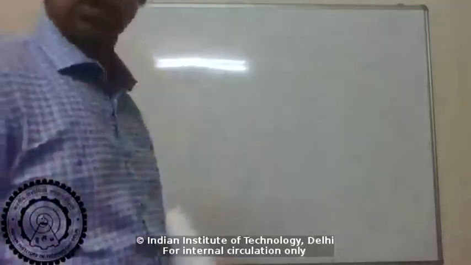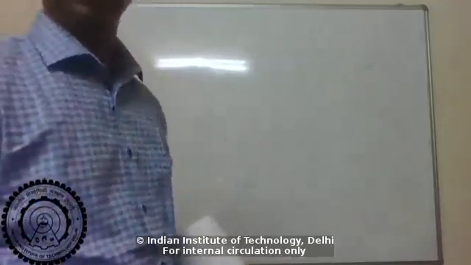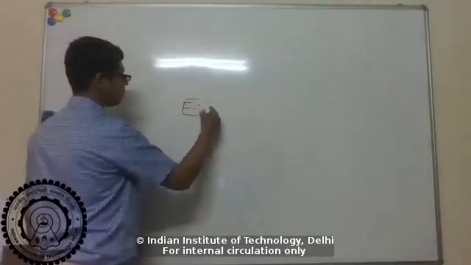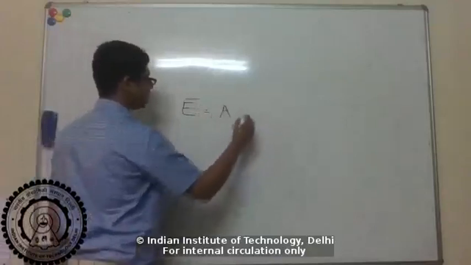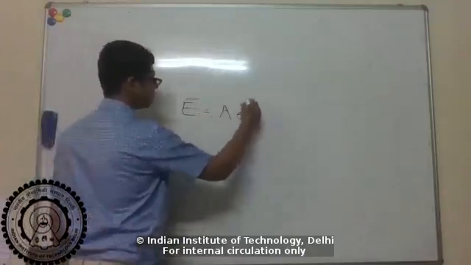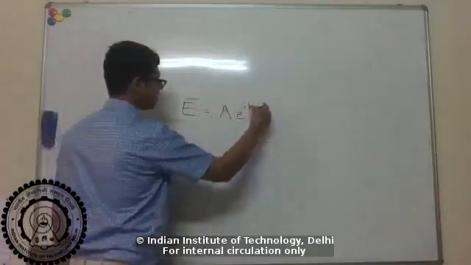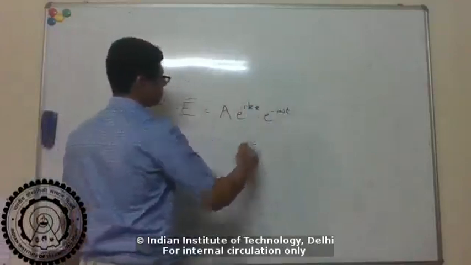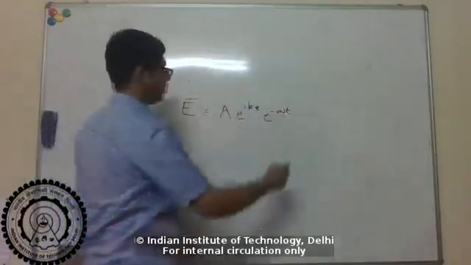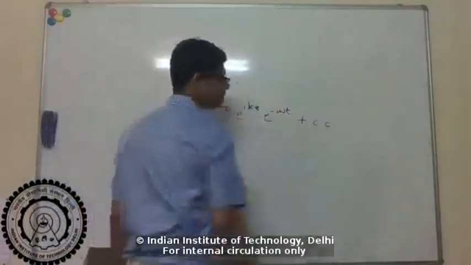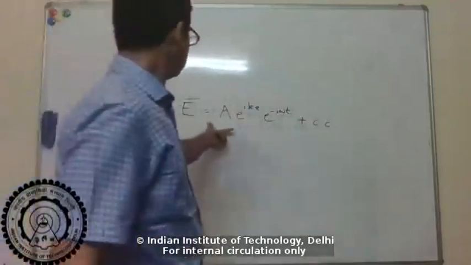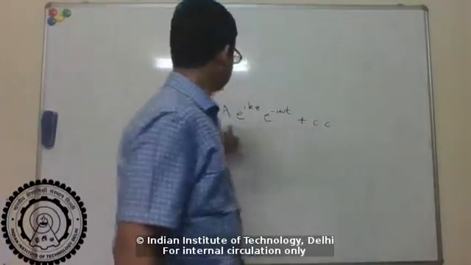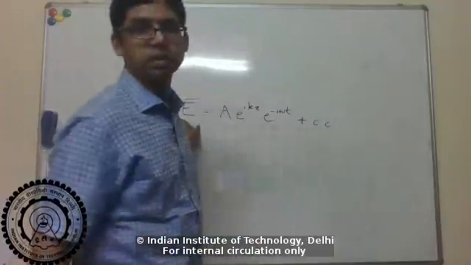So the actual electric field that you would measure has to be a real number, right? That's why, remember, we started by writing the electric field as A, then e to the i k z, and then we also have the frequency or temporal component, and then we write plus complex conjugate, right? So the total electric field is given by this whole quantity. This complex conjugate ensures that the electric field is a real number.